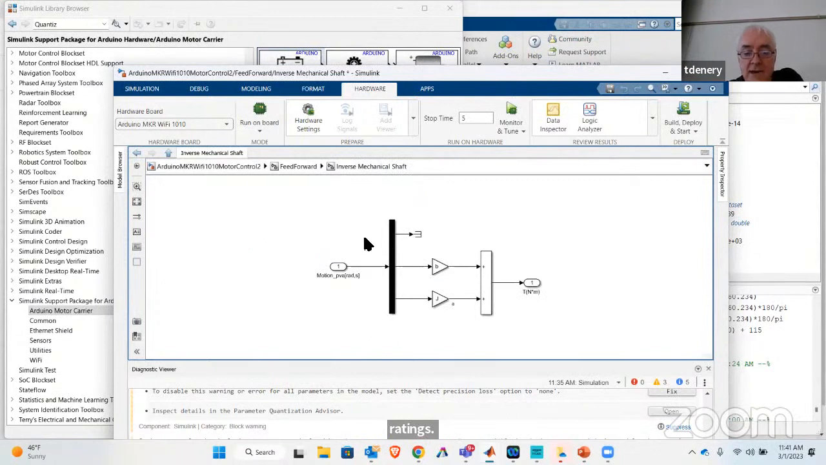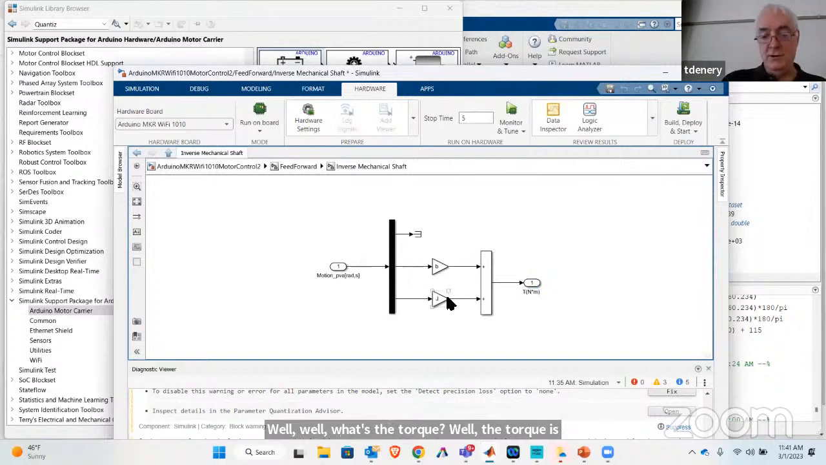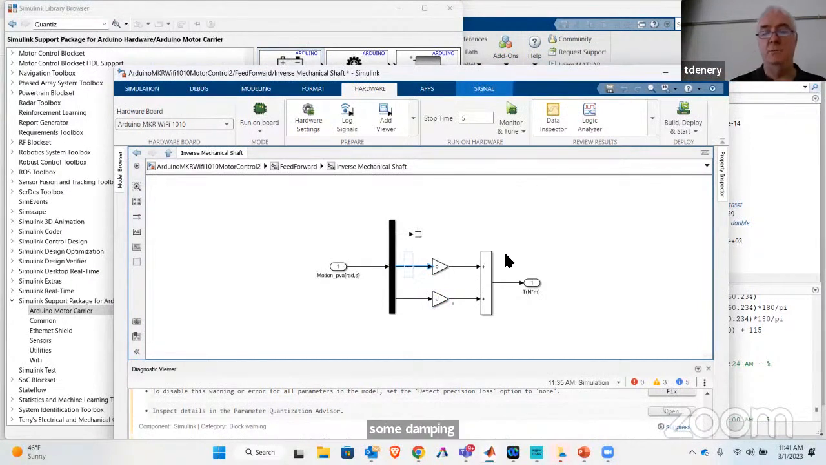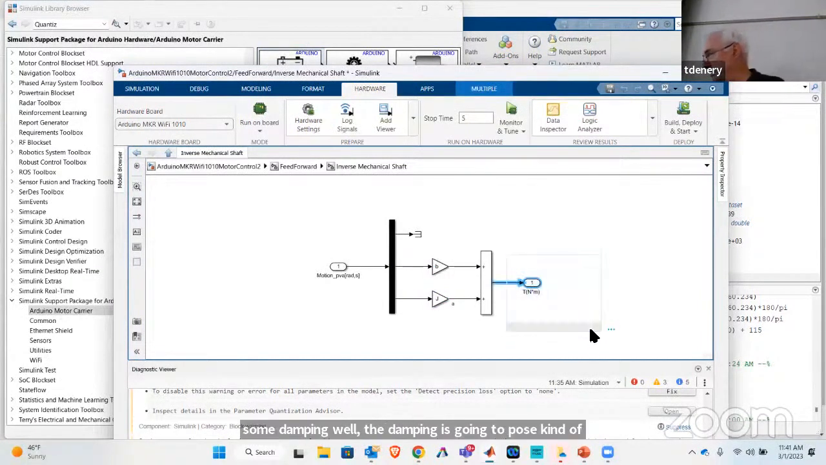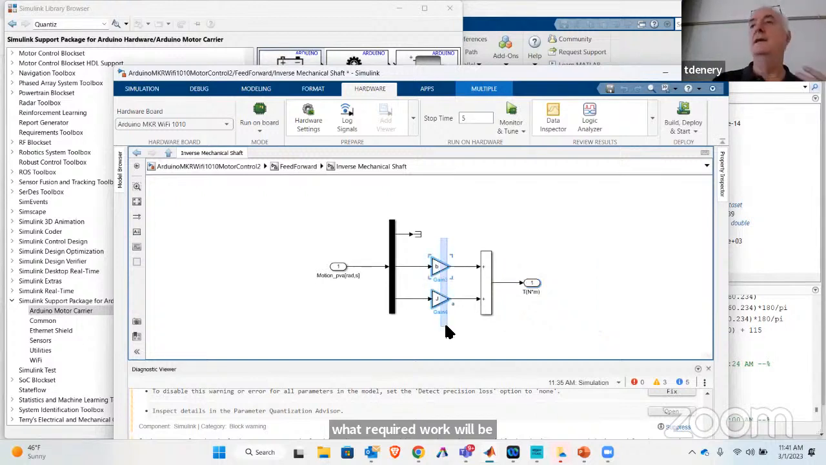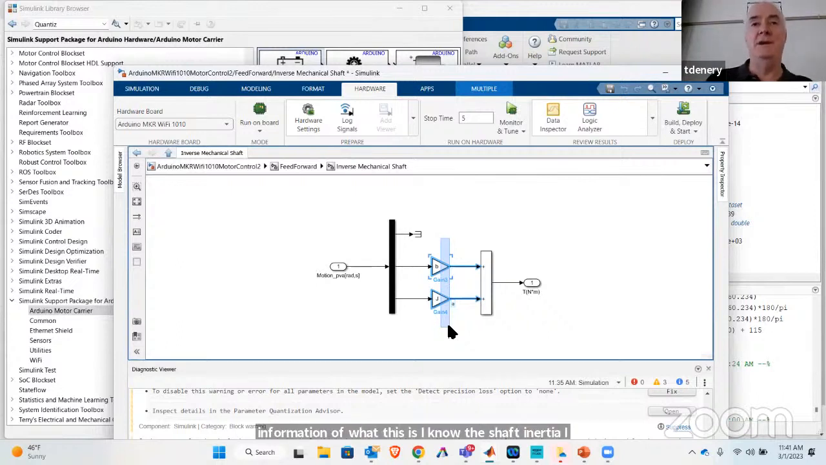Then you get into this idea, well, what's the torque? The torque that I need certainly is going to be the acceleration of the shaft times the shaft inertia. And if there's some damping, the damping is going to oppose the velocity, so B times omega. With that, based on what I wanted to do, I have a really good estimate of what the required torque will be. Again, I know the shaft inertia. I know the damping constant. I know it because I probably did tests, or because I trust perhaps the vendor that gave me the motor.